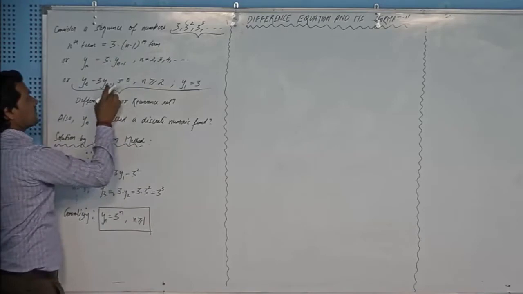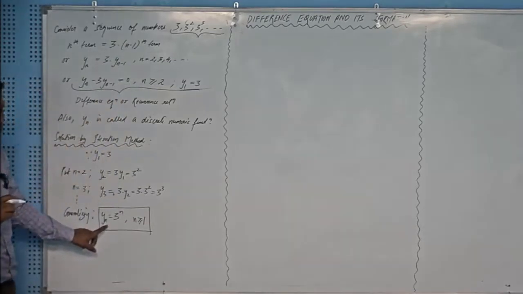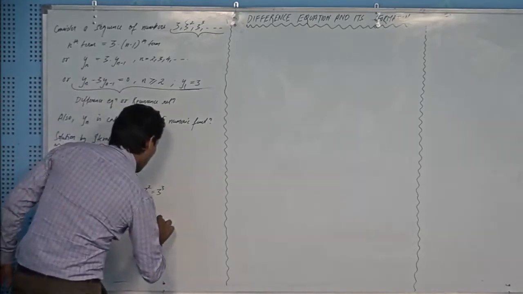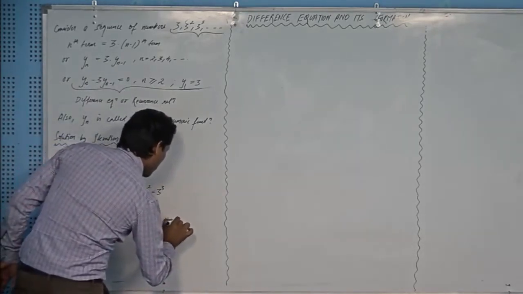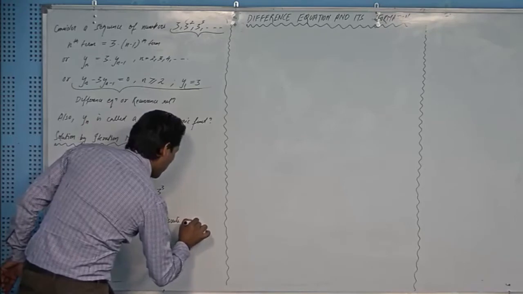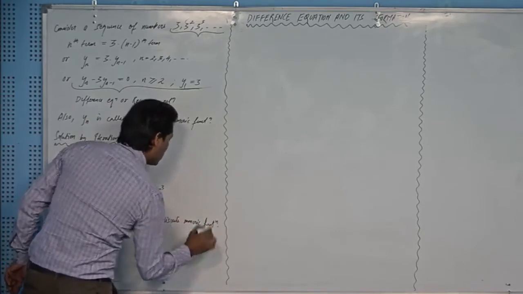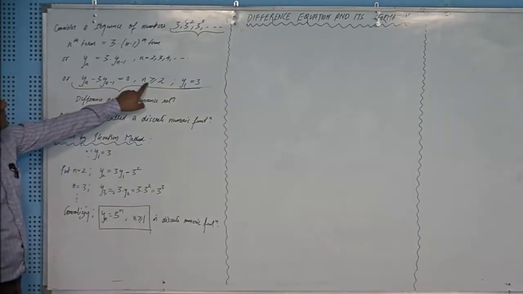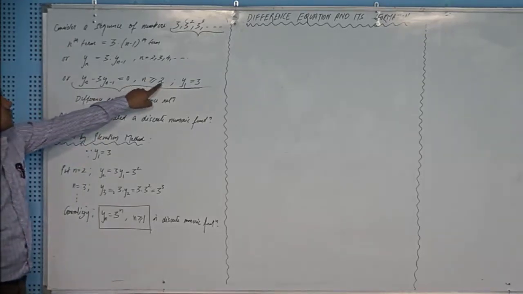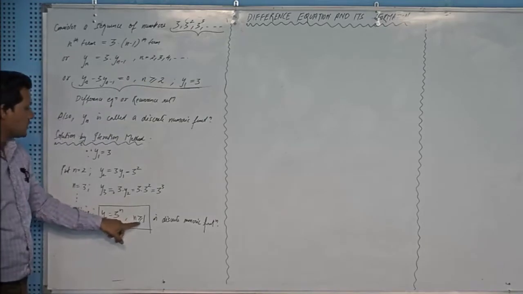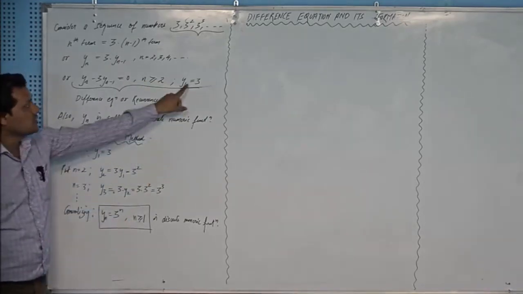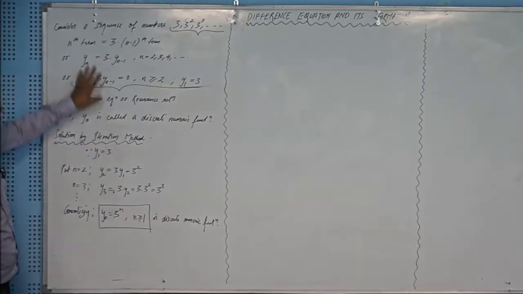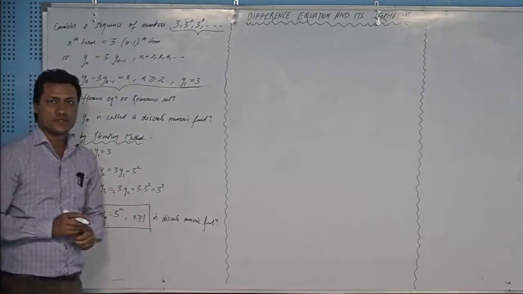difference equation, and this is called the discrete numeric function. Again, at this point, yn is a discrete numeric function. However, in the original difference equation, the domain was from 2 onwards, but the solution is defined for n equal to 1 also, because the initial condition was also given at n equal to 1. And this solution of the difference equation is also called a discrete numeric function.